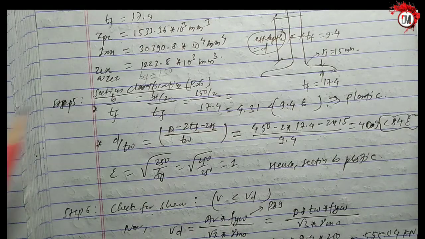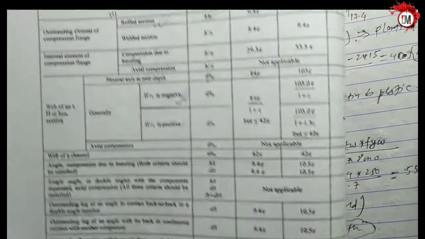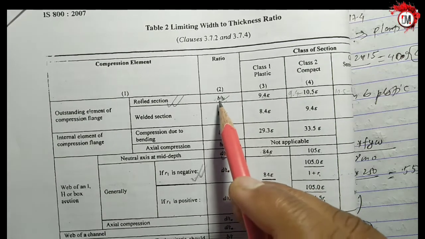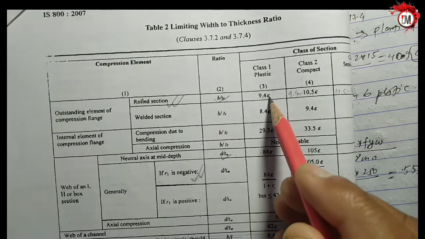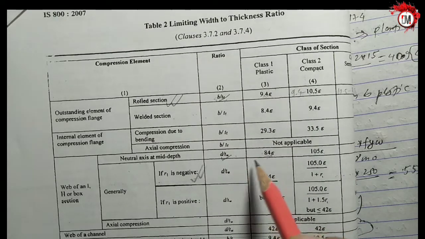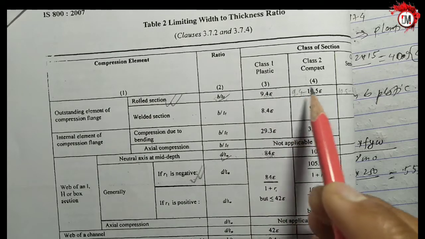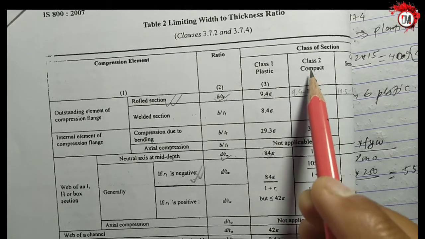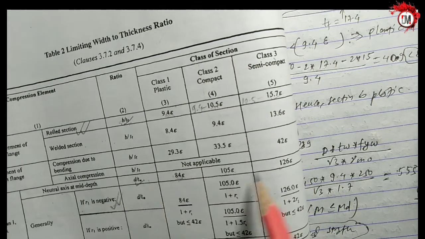If you have the code, then go to page number 6 in the steel code. Here you can see the two values, the value of B by TF and the value of D by TW. When the value of B by TF is less than 9.4 epsilon, that is plastic range, and the value of D by TW is smaller than 84 epsilon, then it is in plastic range. If the value is more than this and below the next limit, then it will be compact. And for semi-compact, the value will be 15 to 17 and D by TW 126.